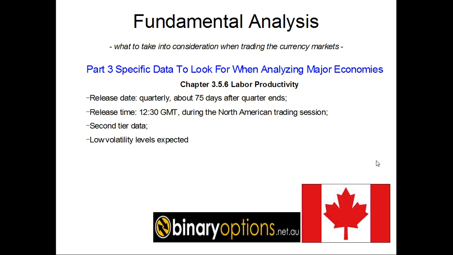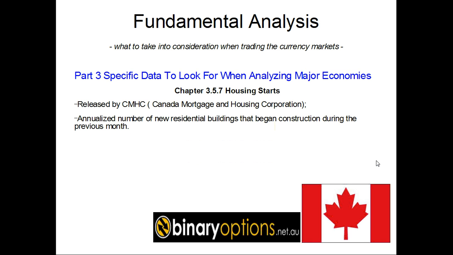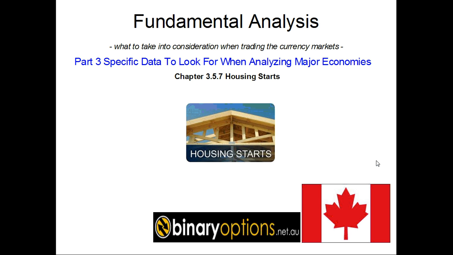But before moving into the housing starts indicator, we need to keep in mind that the release date for the labor productivity indicator is quarterly, about 75 days after the quarter ends, and the release time is 12:30 GMT during the North American trading session. And this is second-tier data. Low volatility levels are expected. Stay tuned please for the housing starts next, and we'll take a look at how the housing industry in Canada is faring by interpreting the past 6 months' worth of data.